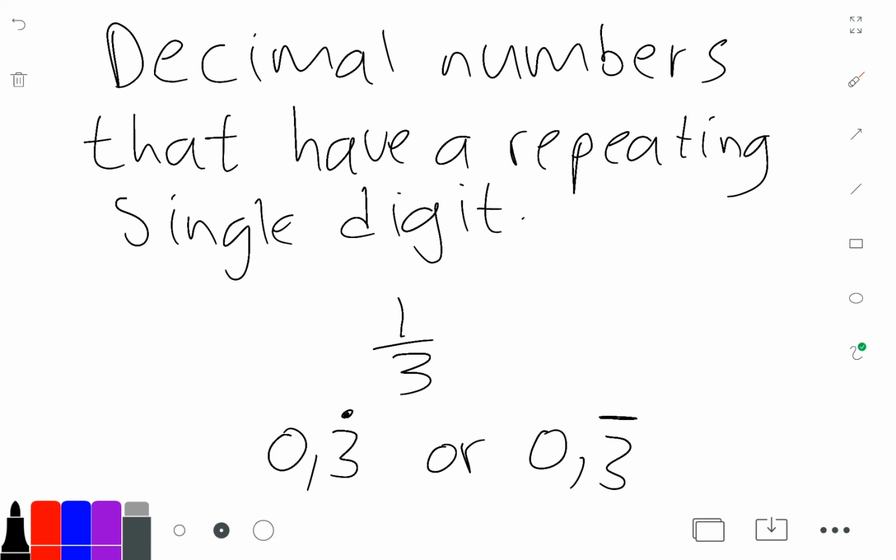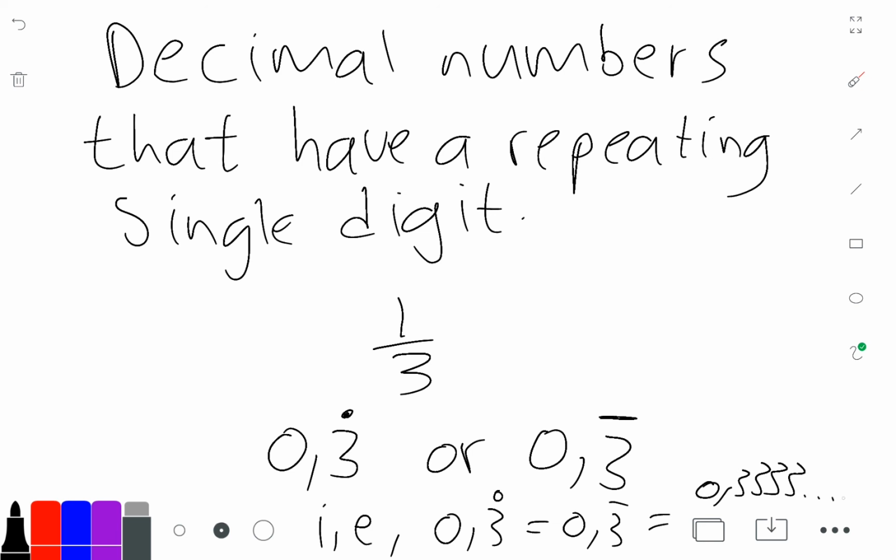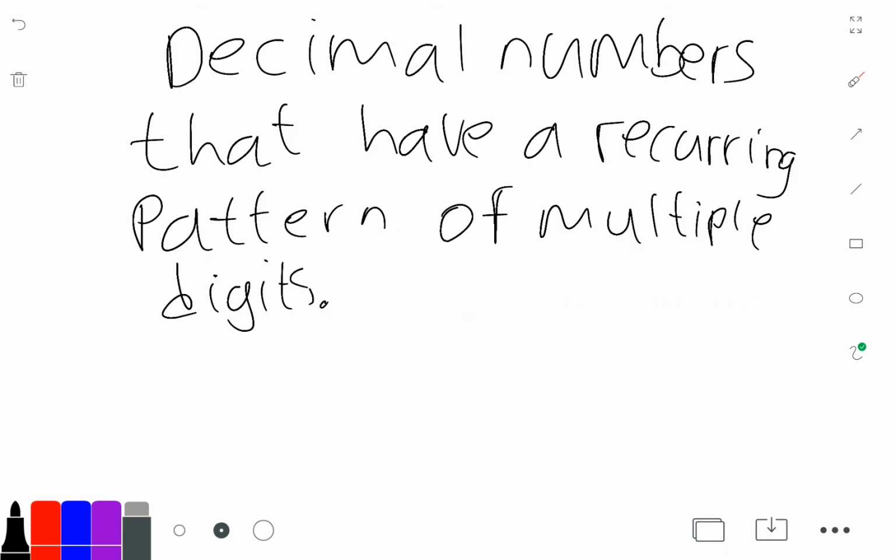0,3 dot is the same thing as 0,3 bar, and is the same thing as 0,33333. They don't end. We will also learn how to convert decimal numbers that have a repeating single digit in our future videos. And the other type of decimal number are the decimal numbers that have a recurring pattern of multiple digits.